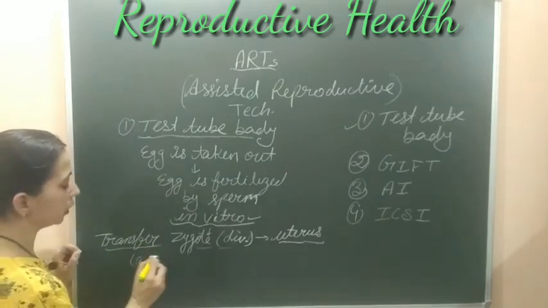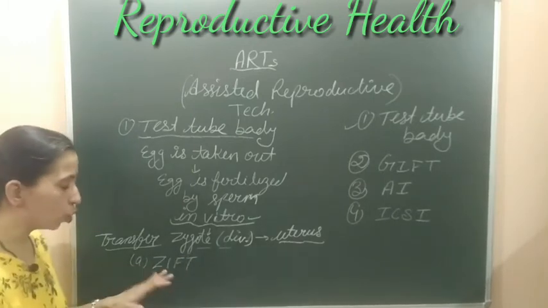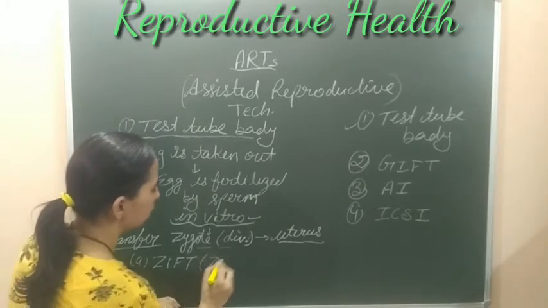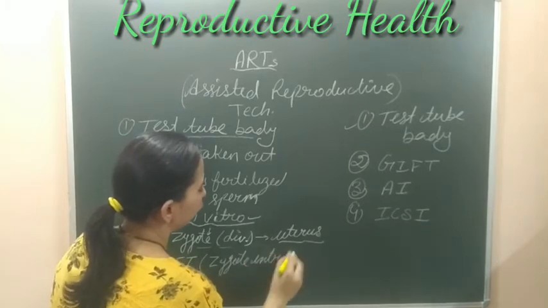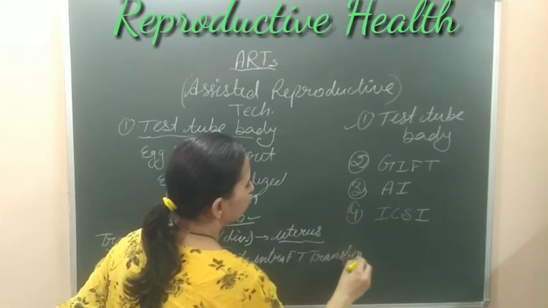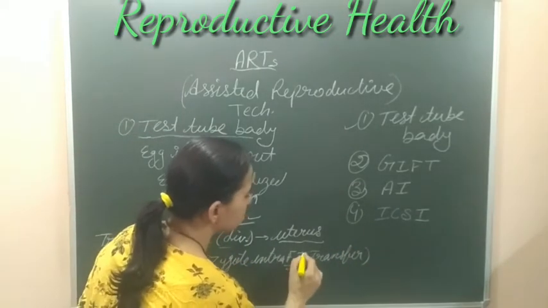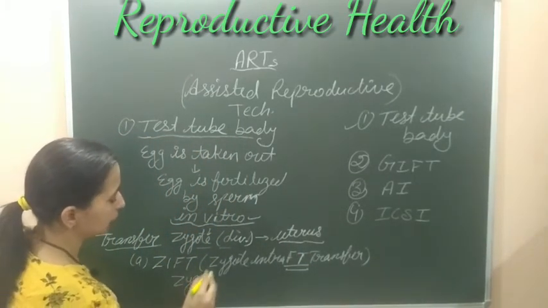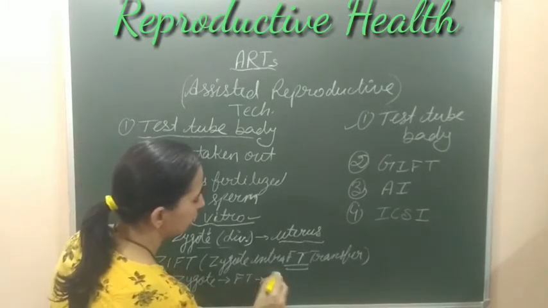The first technique is known as ZIFT, that is zygote intrafallopian tube transfer. The full form of this technique is zygote intrafallopian tube transfer. That is the technique in which the zygote is transferred into the fallopian tube at 8 cell stage.